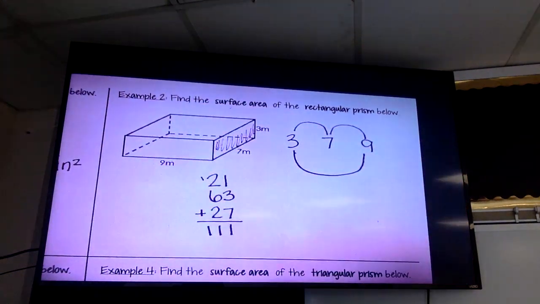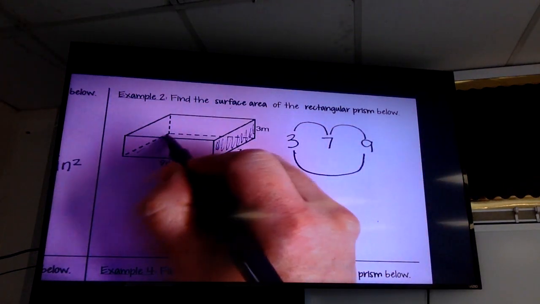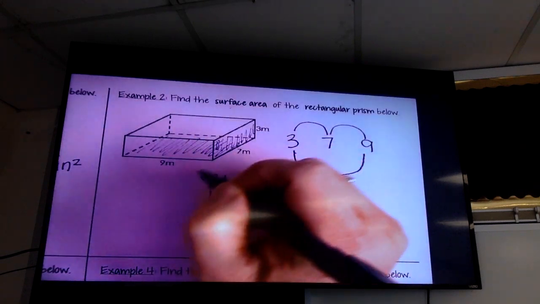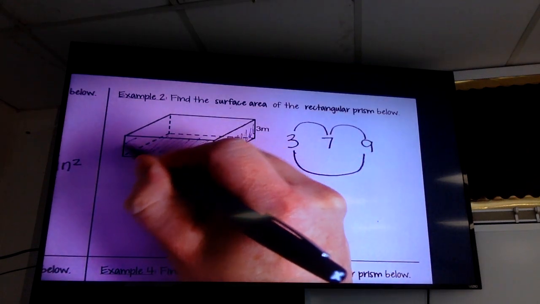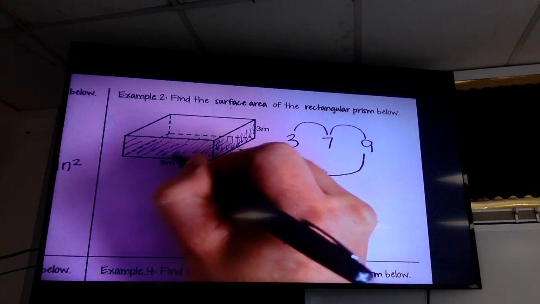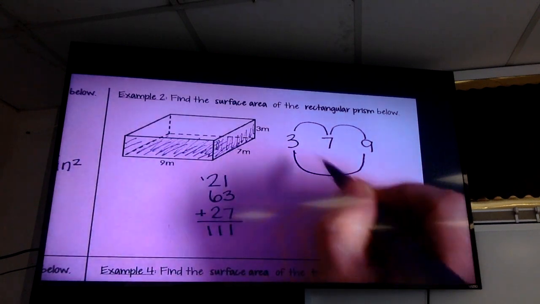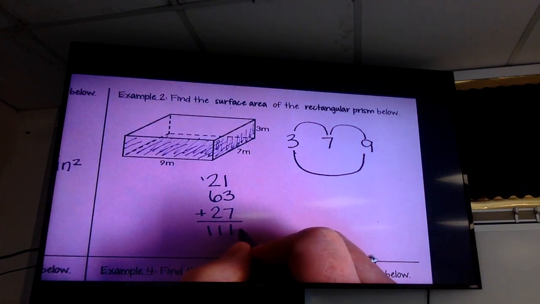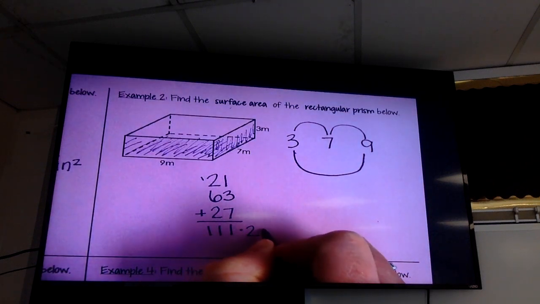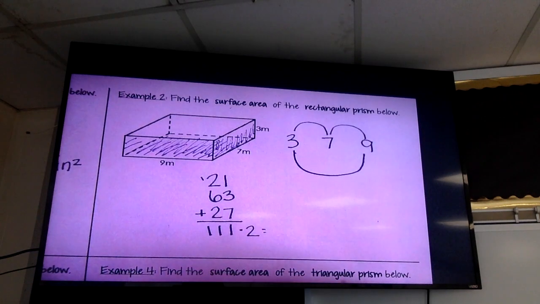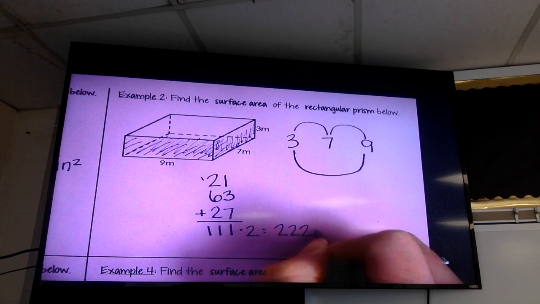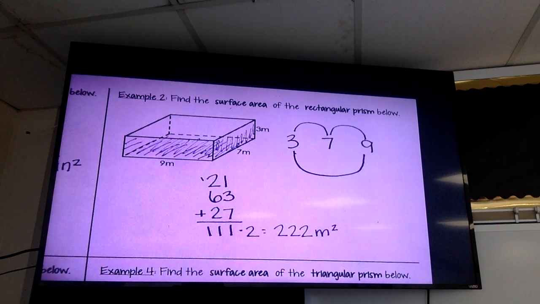Here's my 7 by 3. And my bottom part, that's my 9 times 7 that I did. And then this front part right here would be that 9 times 3 I did at the end, or 3 times 9. That would only be if I covered up 3 sides. But remember, I have 2 identical rectangles in each rectangular prism. So I'm going to multiply that by 2, and I get 222 meters squared.